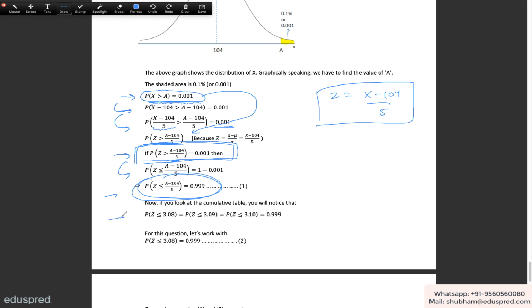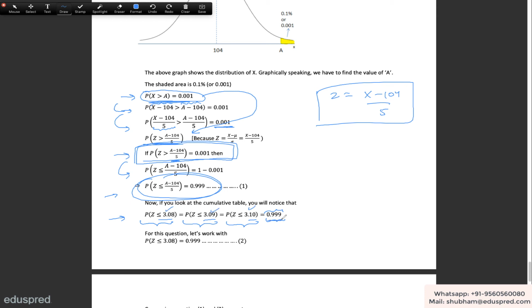Right, now if you take a look at the z table, you will be able to figure out that the probability that z is less than or equal to 3.08 is equal to the probability that z is less than or equal to 3.09 is equal to the probability that z is less than or equal to 3.10, and all of these are equal to 0.999. Basically, I'm stopping at 3 decimal places over here. That's why these different numbers are giving us the same probability. If you use our software, then you will see that the probabilities will be slightly different.